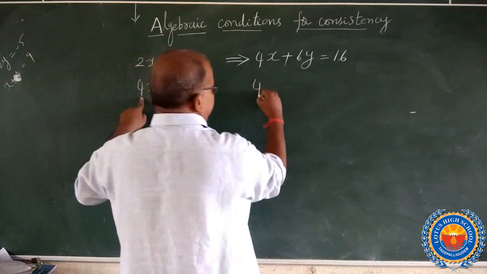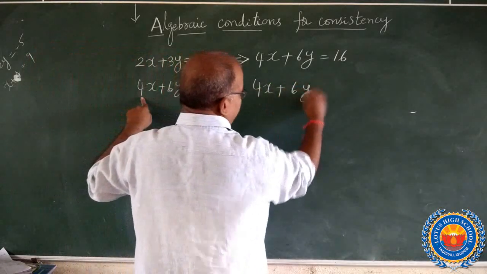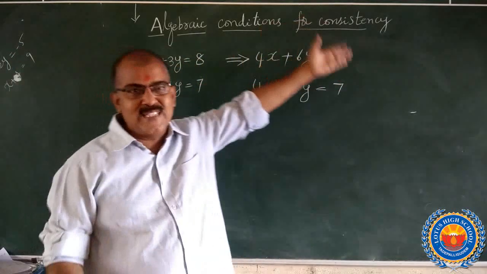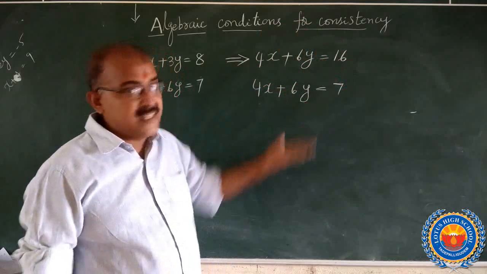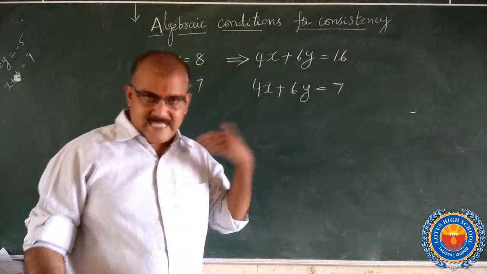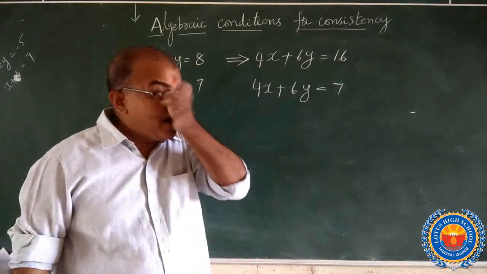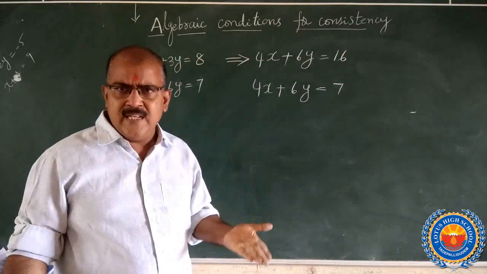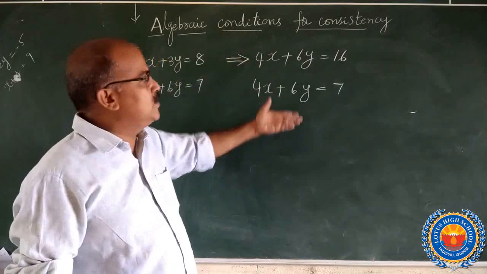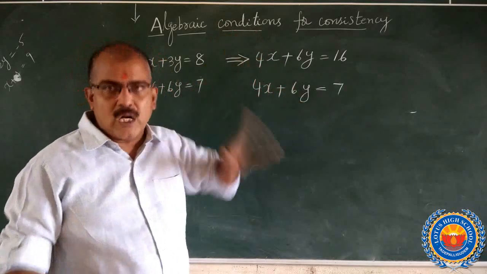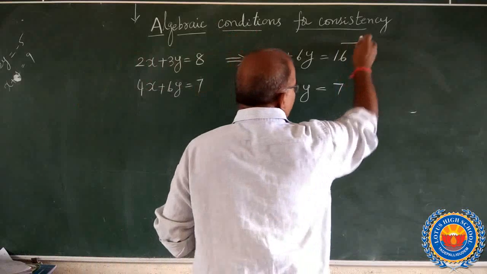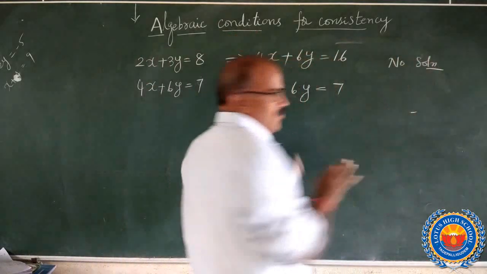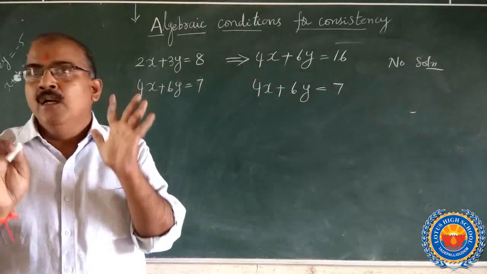The second equation I am writing as it is. So here once again you see 4x plus 6y is equal to 16 and 4x plus 6y is equal to 7. Is it possible? It is not possible. That's why there is no solution. No solutions for this pair of linear equations in two variables.